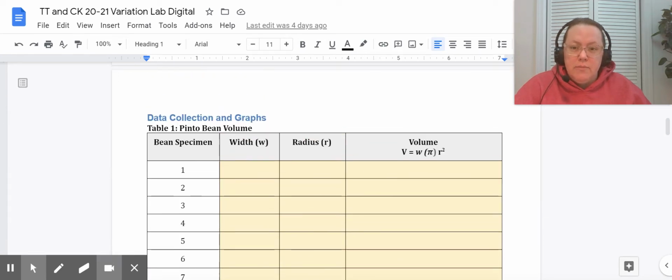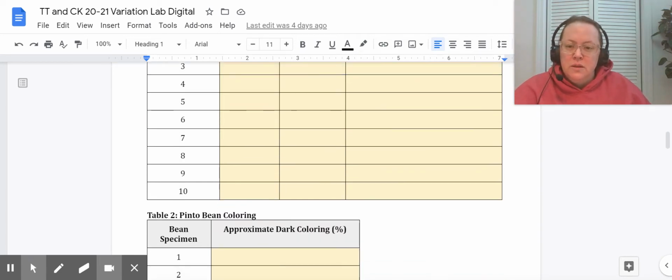In this data table is where you will be recording for your 10 different beans. Remember, the width is the length of the bean, so hot dog style, and the radius is half the short way, or the hamburger style, of the bean. Then you will be doing this calculation, for which there's another video: volume equals the width times pi times the radius squared.